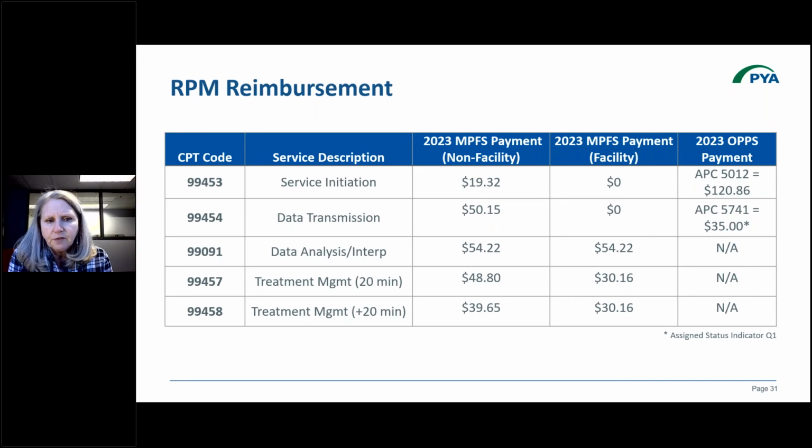And then there's 99454, data transmission, which ties to the other APC, which reimburses at $35. Just note that the status indicator on 54 would be no pay if billed with APC 5012. So it will be bundled up into the first month when you bill the service initiation code.